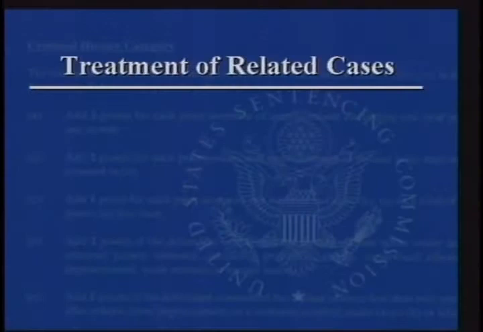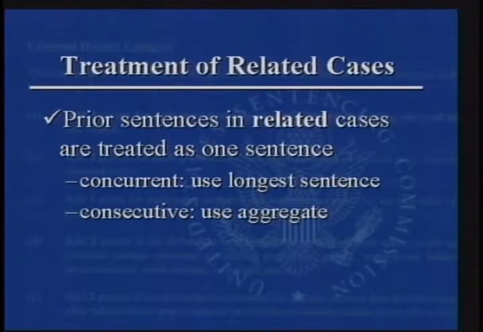Sure. We need to keep that in mind. It's very important when we're assessing criminal history points. So if we look at how we treat related cases, we state that prior sentences in related cases are always treated as one sentence. Now, where concurrent sentences were imposed, when we assess the number of criminal history points, we look at the sentence that resulted in the longest sentence.